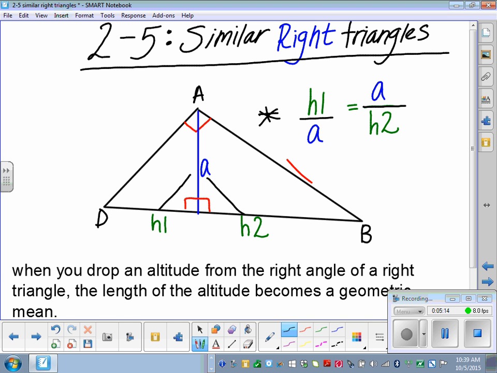Okay? So just understand though, notice, this works in kind of a pattern. I did H1 over A is equal to A over H2. Does everybody see how it kind of worked in making like a triangle? So H1 over A is equal to A over H2. Good. So this geometric mean happens because we're dealing with similar triangles. There are three, but the geometric mean happens on the small triangle and the medium triangle.